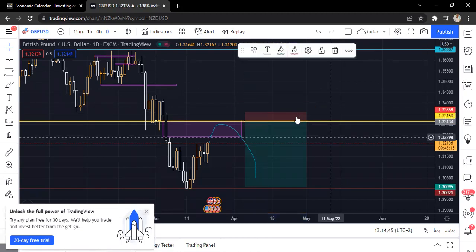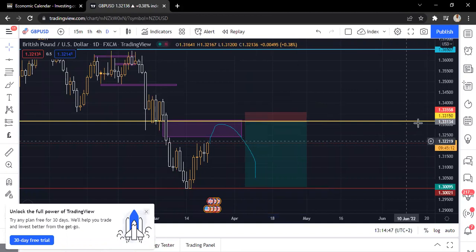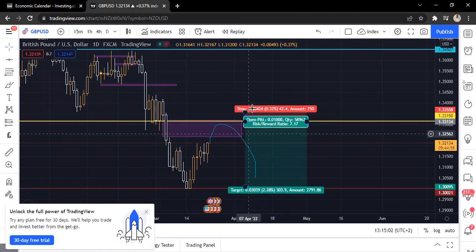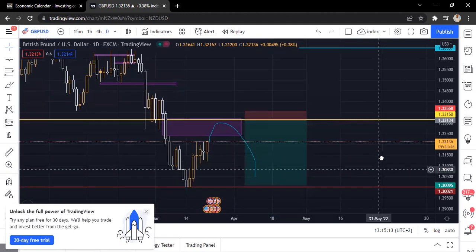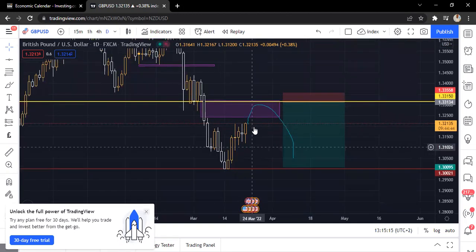Let's see how many pips is our stop loss. Our entry at 33134. I believe our stop loss is around 30 pips, and then our take profit is around 200 pips. So cool. So this is my outlook.